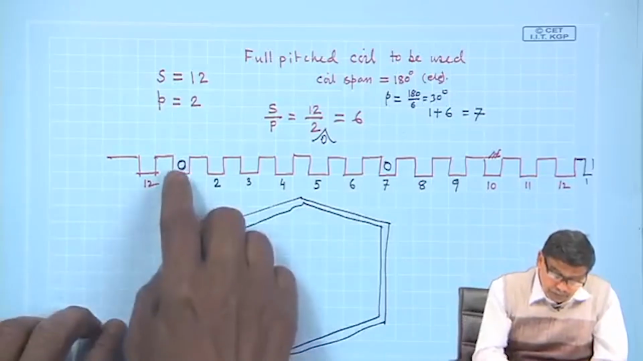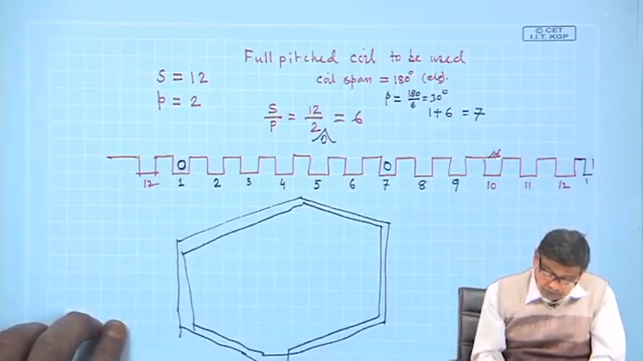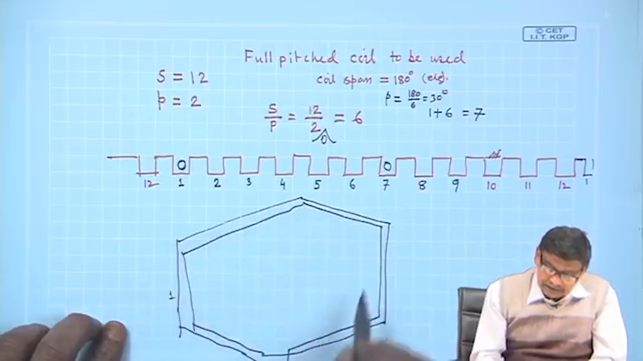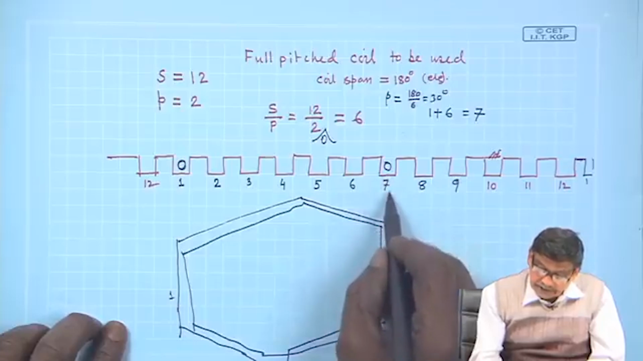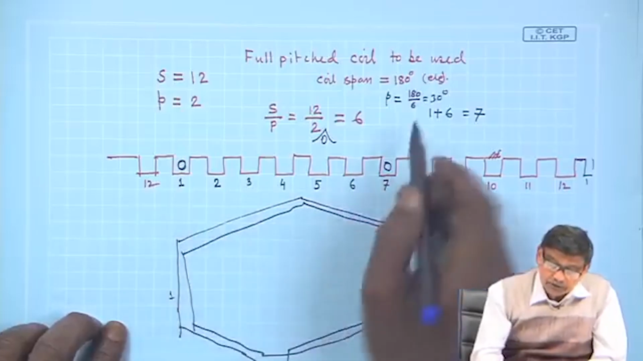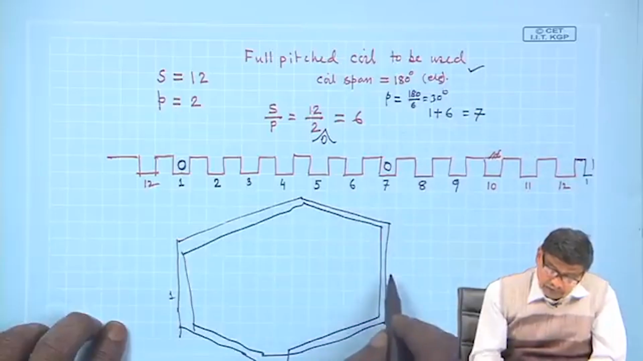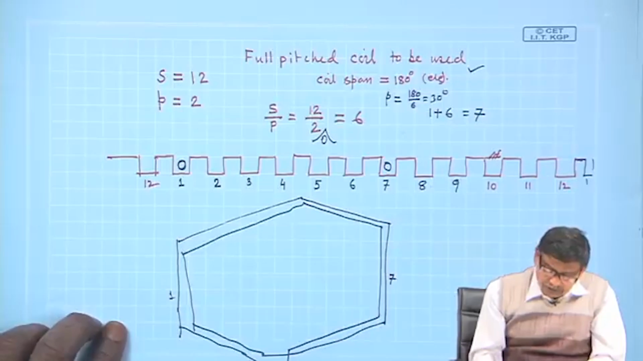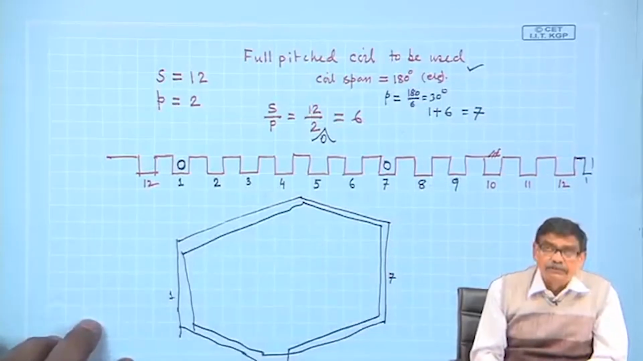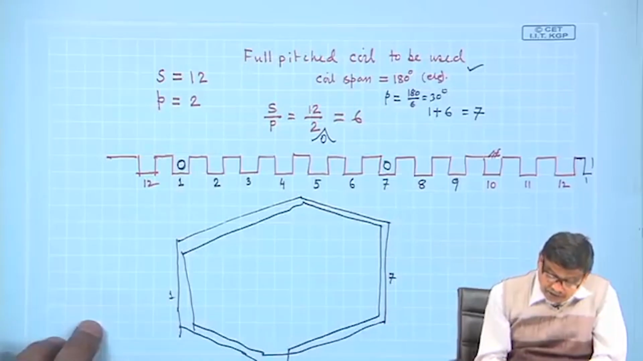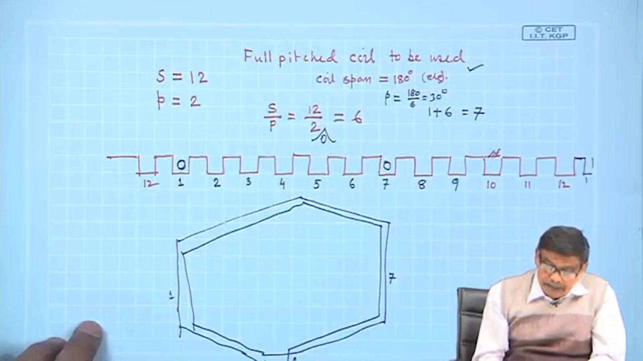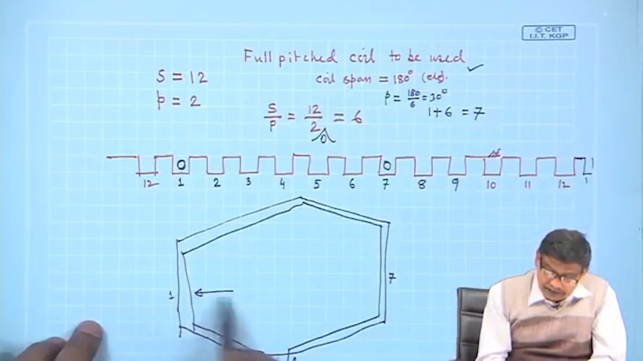For example, this front end of this coil I will call 1, and this coil side I will refer to like this. It returns 7 slots later because I want to use a full pitched coil, so I can name it 7. It should not be understood as coil 7. The start of the coil is at slot number 1 and its finish is at 7, and this angle is 180 degrees, full pitched.